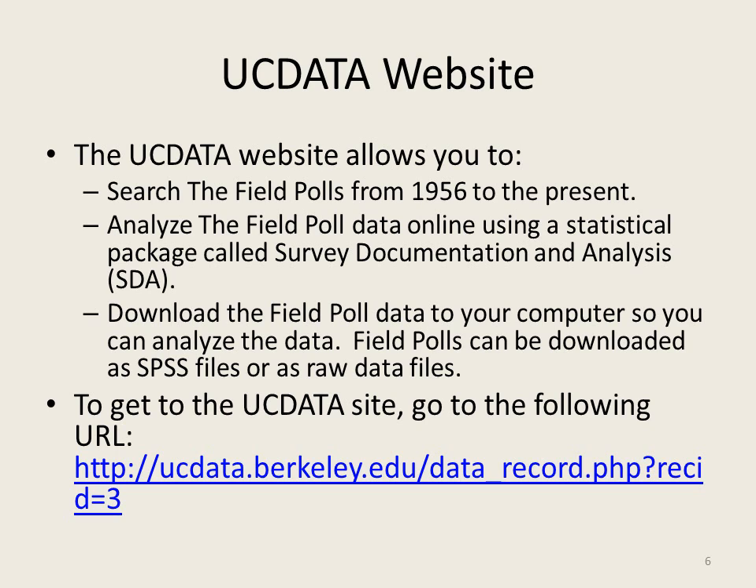The UC Data site allows you to search the field polls from 1956 on, to analyze the field poll data online using Survey Documentation and Analysis, or SDA, and to download the field poll data to your computer so you can analyze the data. Field polls can be downloaded as SPSS files or as raw data files. To get to the UC Data website, go to the URL on the screen.